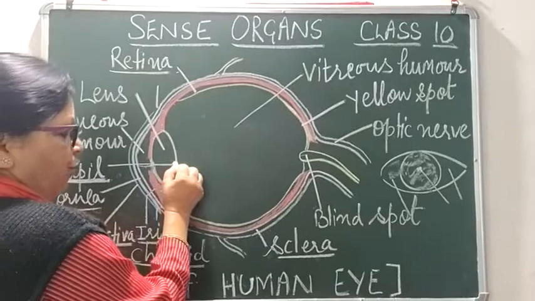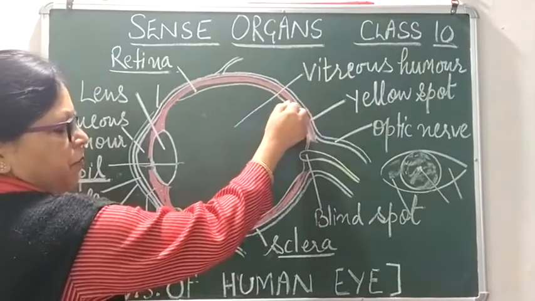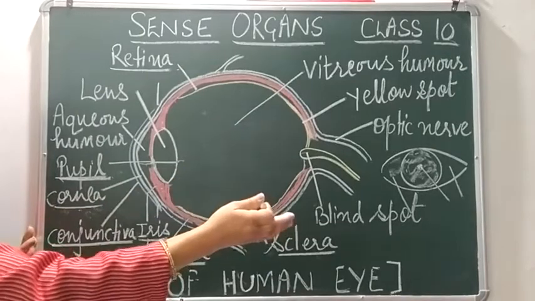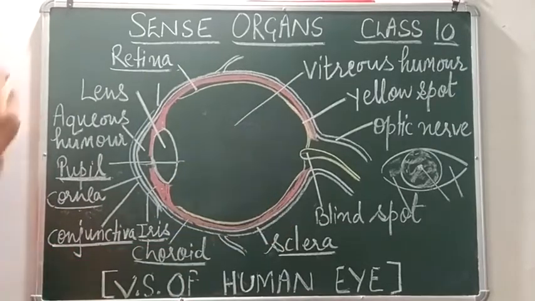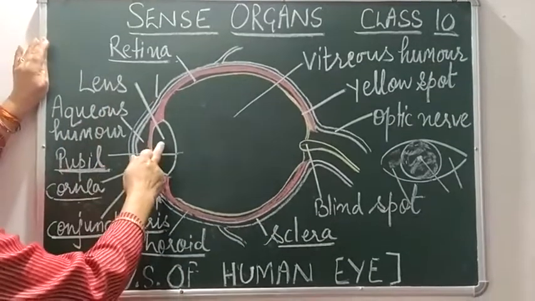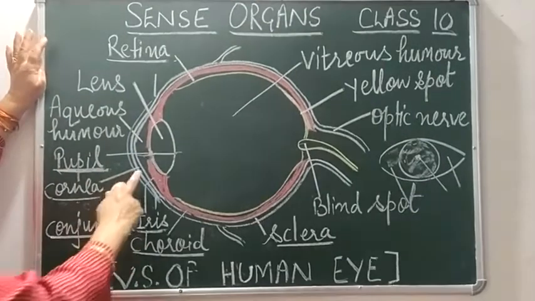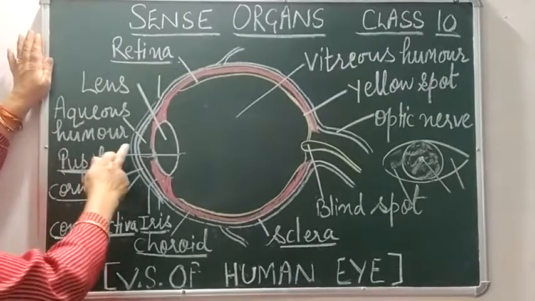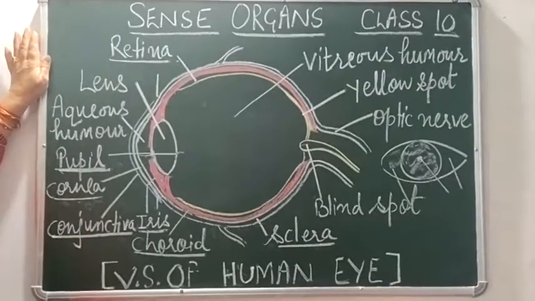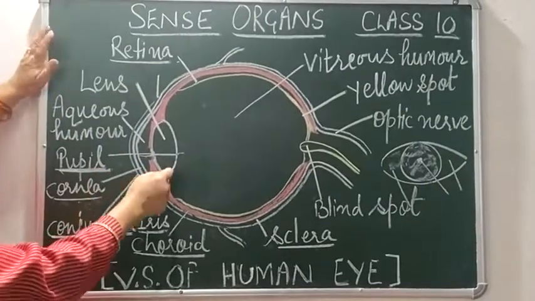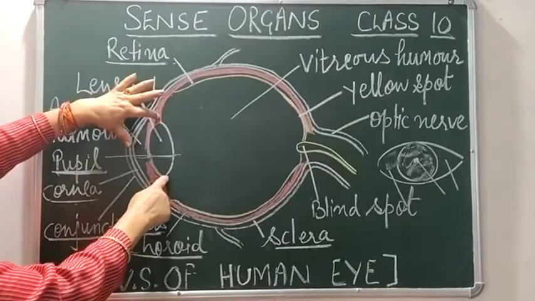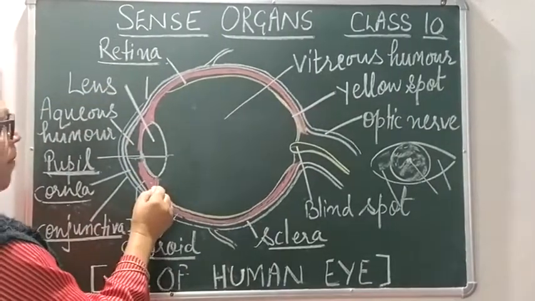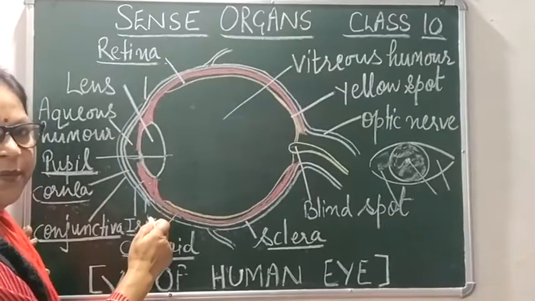So when we see something, the light enters through the pupil, then through the lens, and the image is formed on the retina. The image is formed at the back of the eye, that is on the retina. Besides this, the lens is a biconvex, transparent structure so that light may enter through it. The lens is held in position by suspensory ligaments.